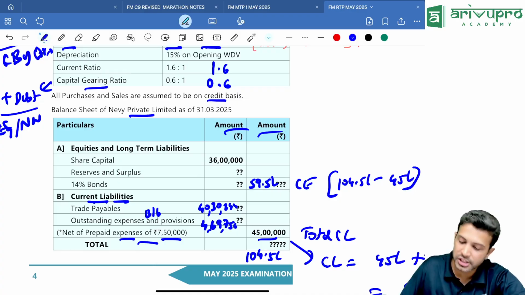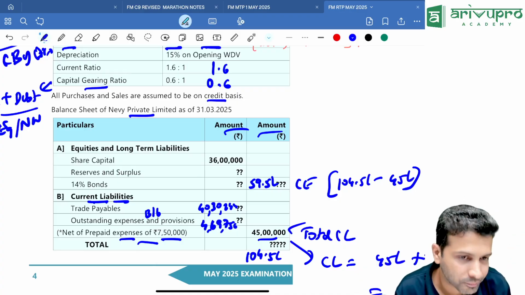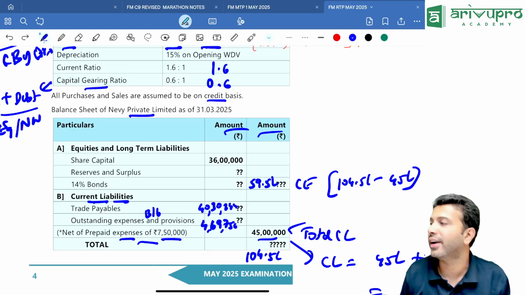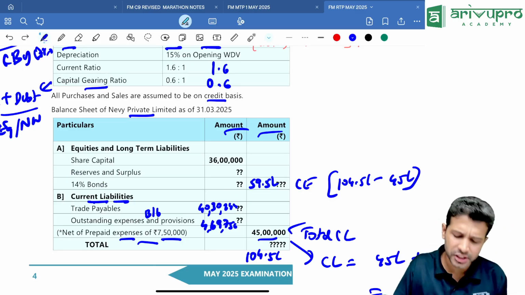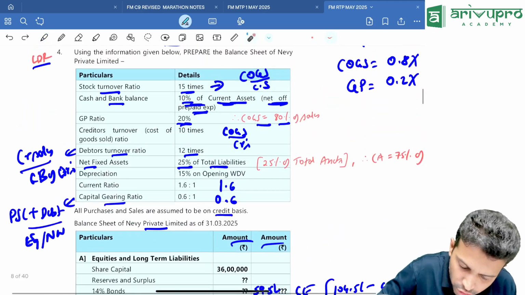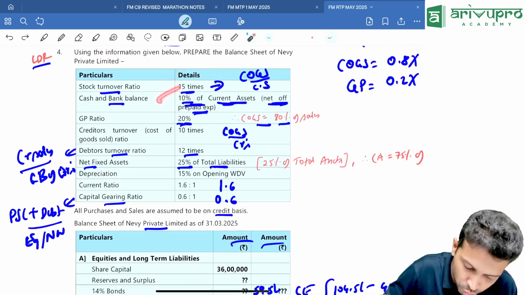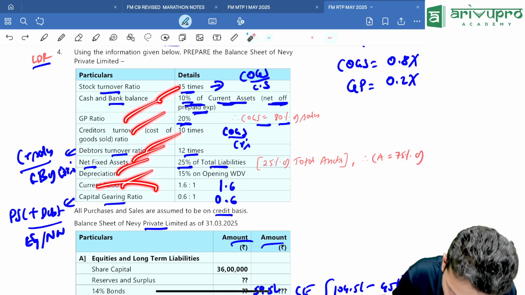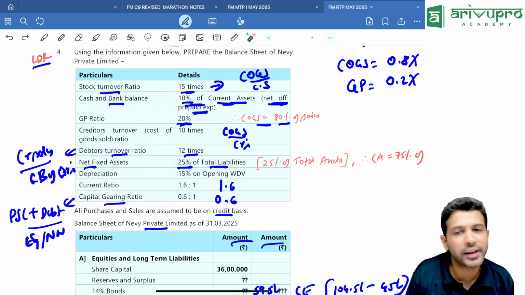756. That's what. So this portion is also fully done. Yes, sir. The only thing we have to find now is receivables and bonds. Now see what information we did not use. Did we use the stock turnover ratio? Yes. Cash is over, GP is over, creditors is over, debtors is over, fixed assets over, depreciation over, current ratio over. Oh, capital gearing ratio.